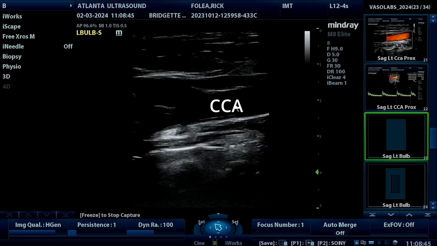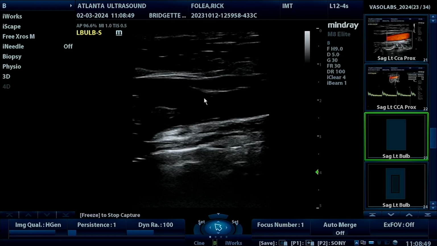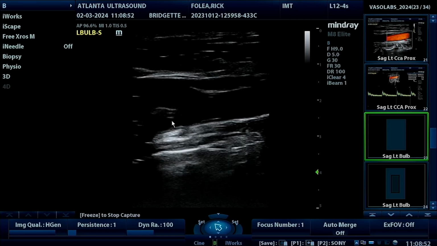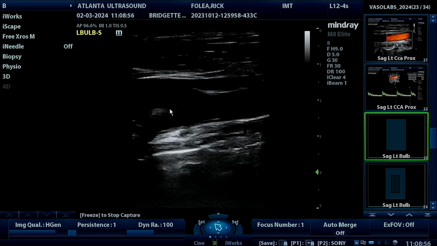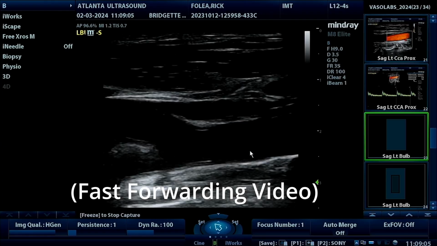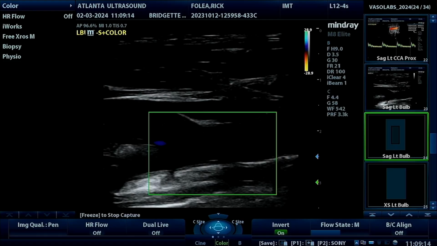Here's the CCA, the bulb, the bifurcation, the ICA, and the ECA. This bifurcation is where we most often find plaque because it's taking the brunt of the impact from the blood flow. Let's zoom in a bit. There's the bulb, and we'll grab an image of that. Do a quick flow check.